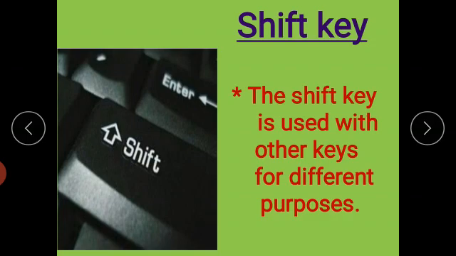Means, children, when you see the number keys 1 2 3 4 5 6 7 8 9 0, where these numbers are written, on the top of the numbers some symbols are also mentioned. So if you want to use these symbols, first you have to press the shift key, then you press that particular symbol, and you can get the symbol on the screen.